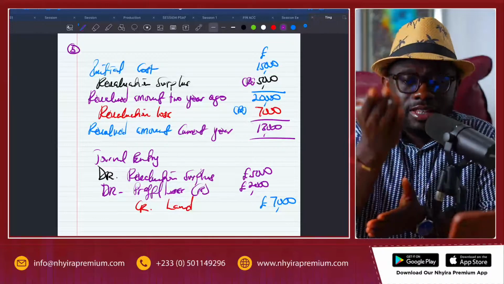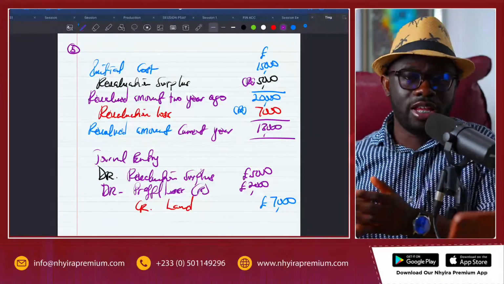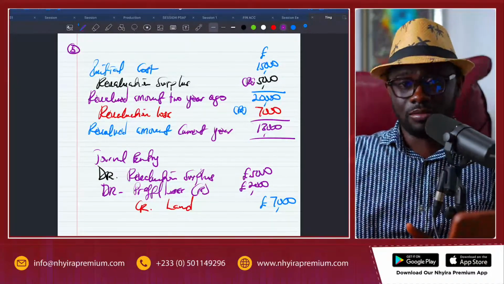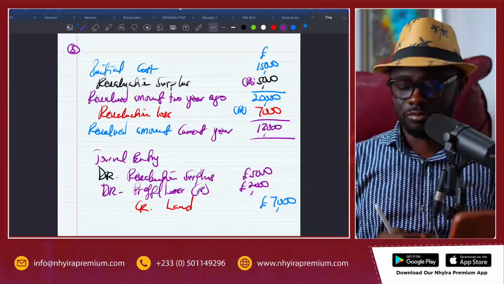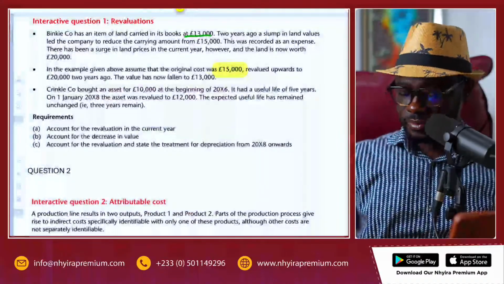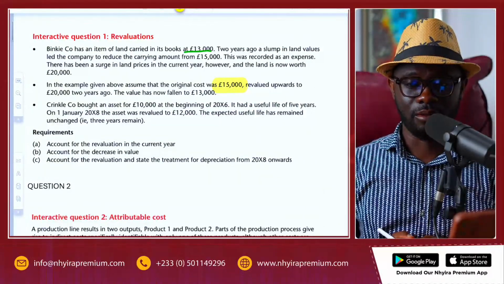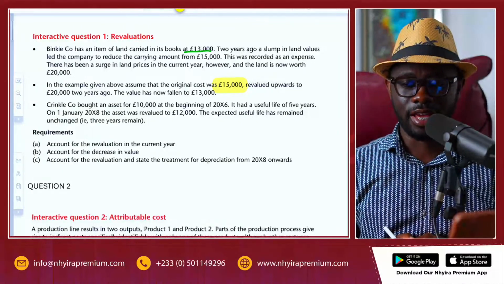And so it doesn't really change our double entry. It just tells us the amount of money that is available in the revaluation surplus account in subsequent years as we try to work this out. So that's the second scenario there, and that is it about that. Let's look at the final scenario here.